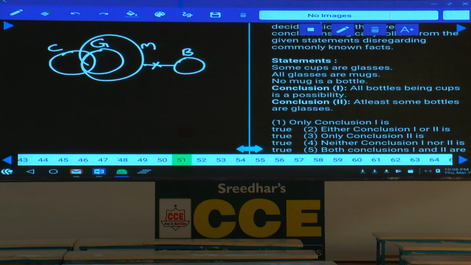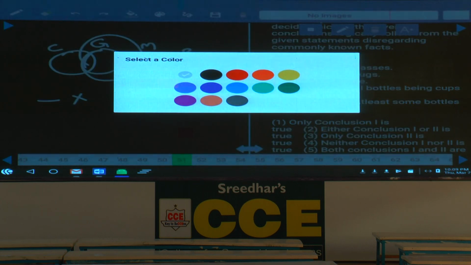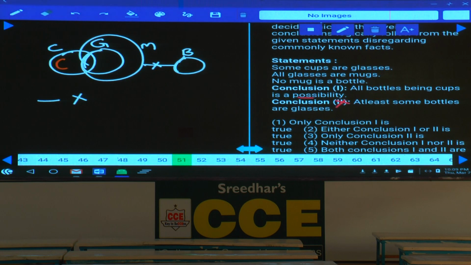Now this is the basic diagram. Hence with the help of this basic diagram, now first one is what? Possibility, we can work out afterwards. First we need to finalize only the definite conclusions, then only we should come for possible conclusions. Then second one, some bottles are glasses. Bottle is here, glass is here, no intersection between these two. And some bottles are glasses is false. Then coming to the first one, what is the first conclusion here? All bottles are cups is a possibility. Now tell me whether all bottles are cups is possible or not. Now this entire bottle, tell me whether I can draw like this or not. Yes. Hence all bottles are cups is possible. Possible means it can be true.